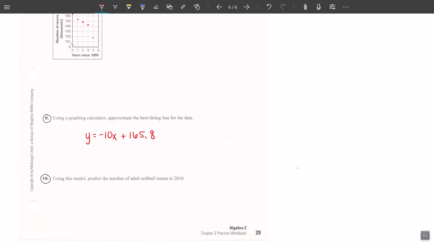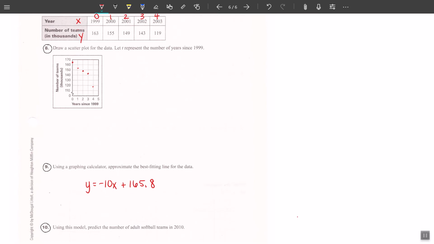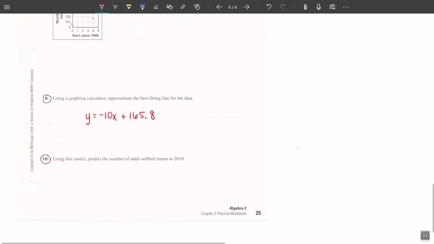All right, and then number 10 asks you to use the model to predict the number of adult softball teams in 2010. So that's not on our chart. It only goes up to 2003. Our graph only goes out to year 5 after 1999, so to year 2004. And we want to go to 2010, so that's going to be an x of 11. 2010 is 11 years from 1999. And so with an x of 11, we're going to use that to evaluate our function. And when we do that math, we'll end up with 55.8.